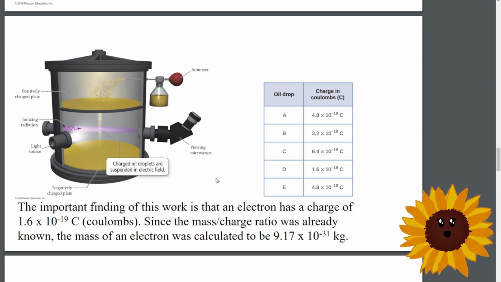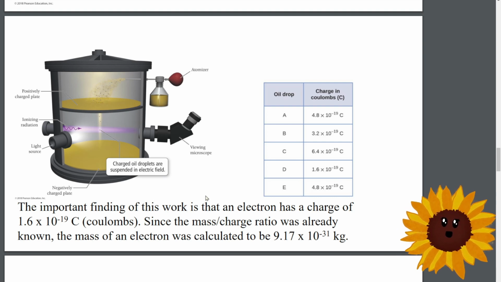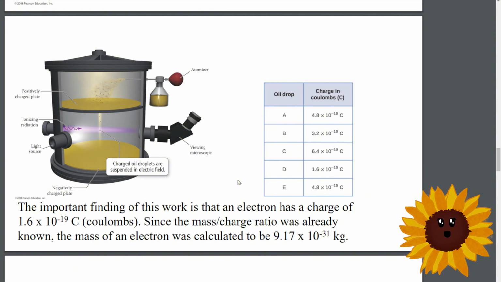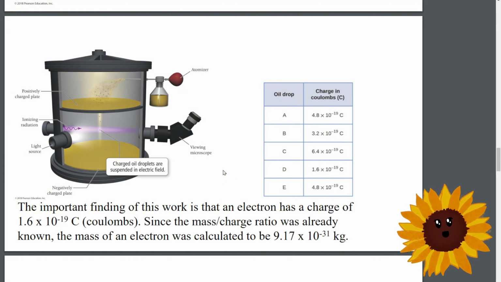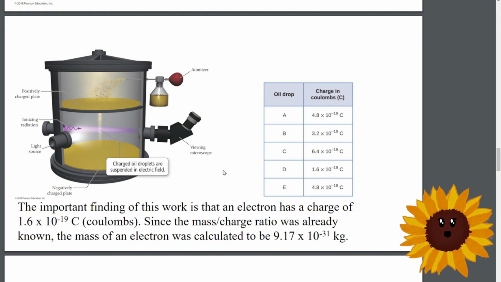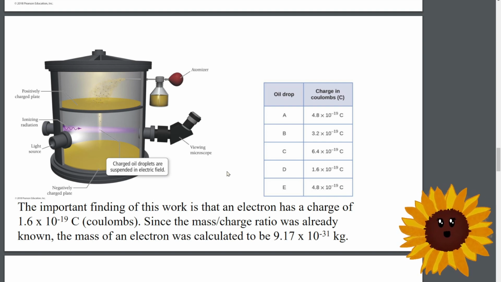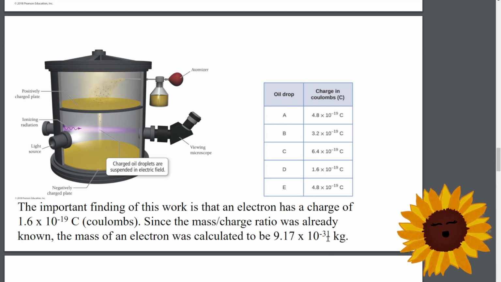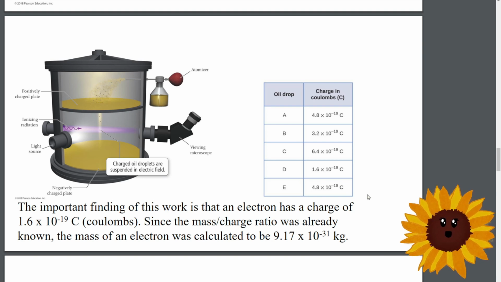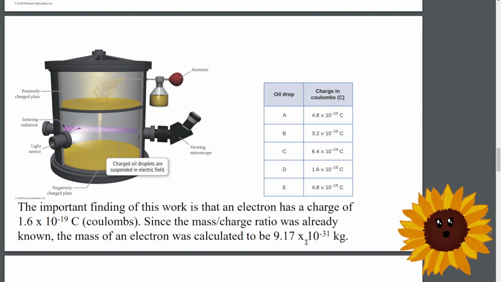They measured the charge of them in coulombs. So the important finding in this work is that an electron has a charge of 1.6 times 10 to the negative 19 coulombs, which is a type of energy. Since the mass-charge ratio was already known, the mass of an electron was calculated to be 9.17 times 10 to the negative 31 kilograms. That is 30 zeros that way. Very, very, very small. And if you put this in grams, you'd even add 3 more zeros, so it'd be negative 4, I think? I'm not sure.